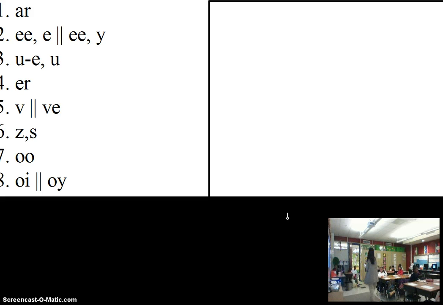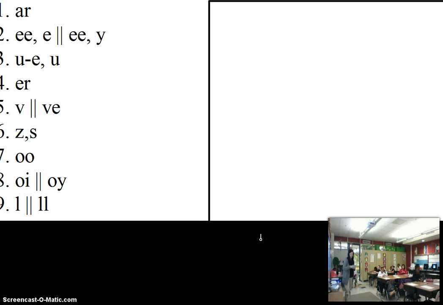Number 9. Like a lot of L's. It's like a bunch of ones. All right, let's practice spelling some words. Find the box labeled review words. Put your finger next to number 10.